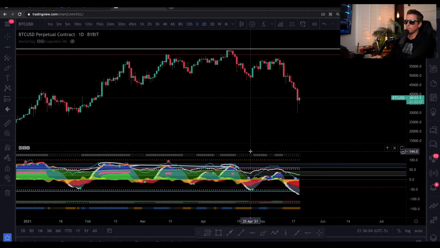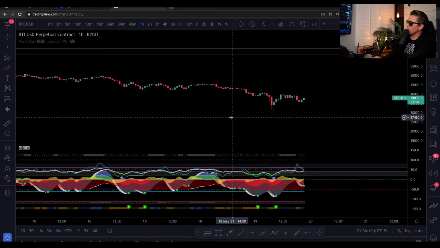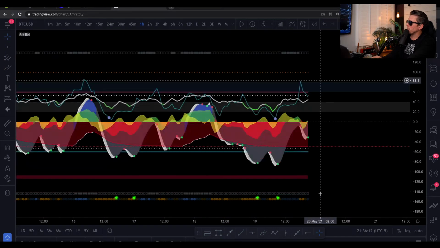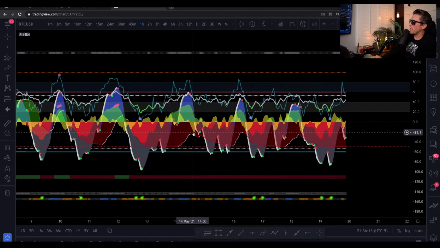So you see these waves, right? Now let's go down to a smaller time frame. Let me show you today. Let me go down to an hour and let's see what happened today. Let's look at the momentum from the bottom. Let's just look at it. What does it look like? Let's zoom out a little. Okay, this is the last few days.